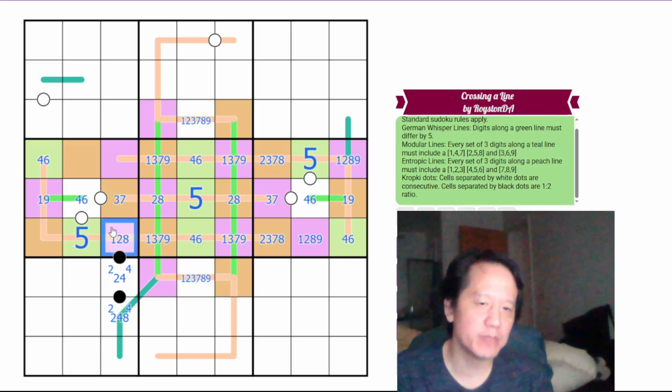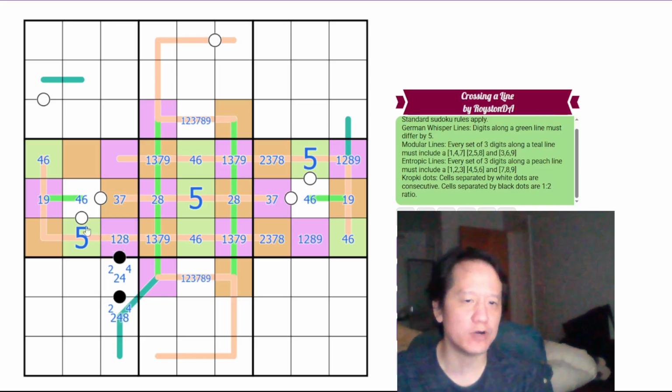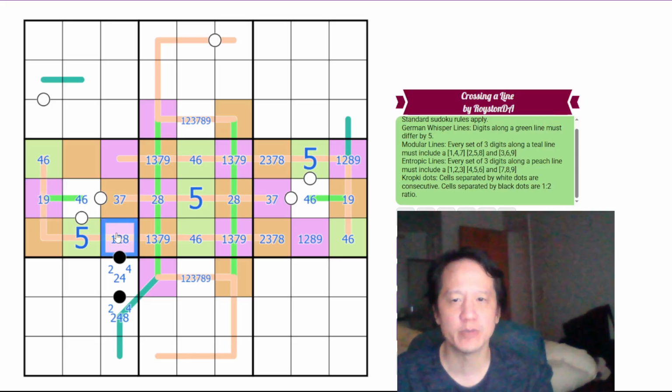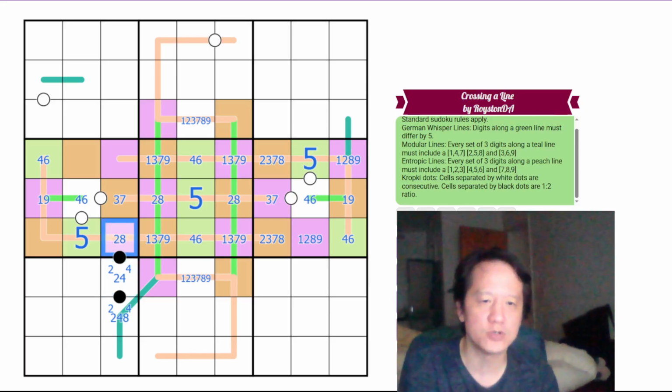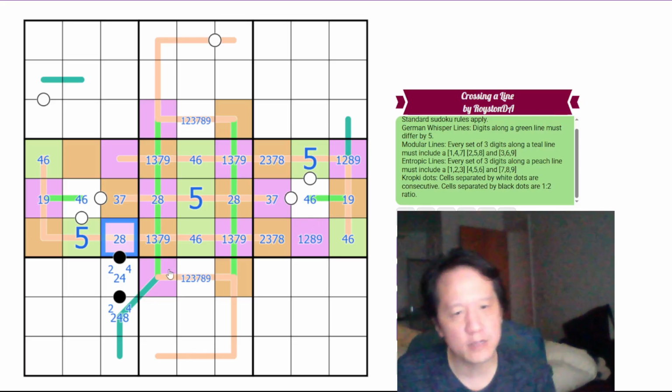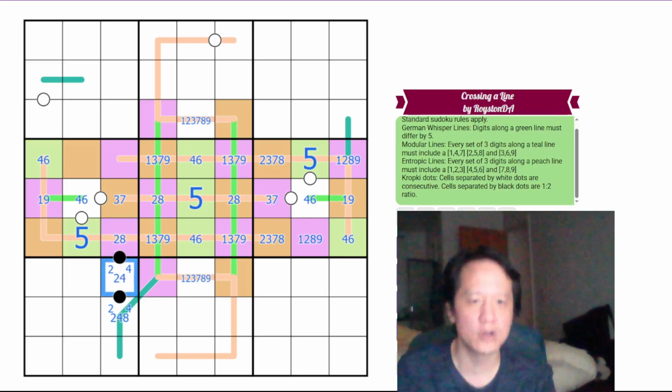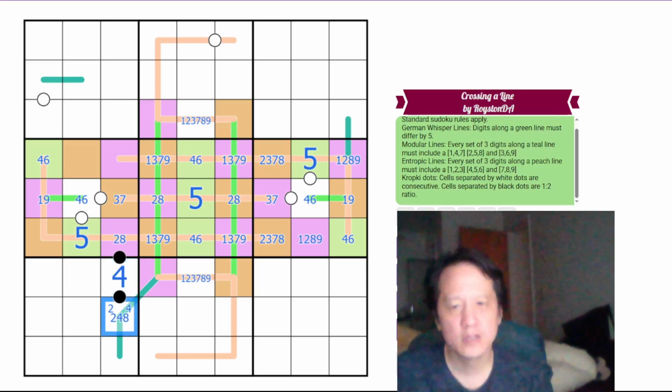This cannot be the pink 1. If this were the pink 1, so say this was essentially a 1, that would force this to be 9, but 1 and 9 are not in the same sets for entropic lines. 1 is in low, 9 is in high. So this has to be 2 or 8 here. 2 and 8 can be only in a 1-to-2 ratio with 4, so this is 4. That makes this a 2 or 8 here also.